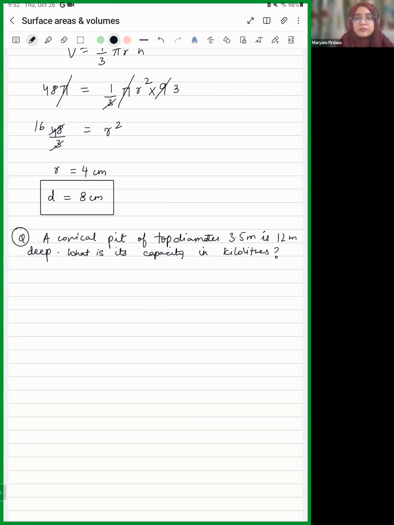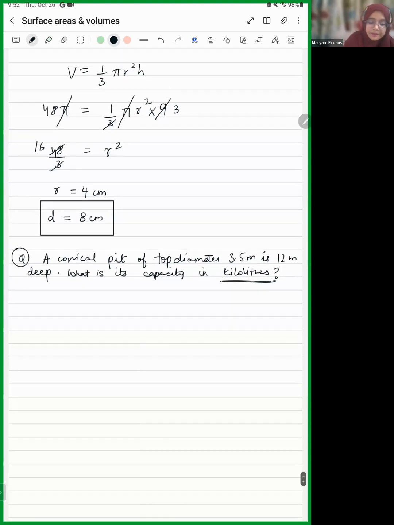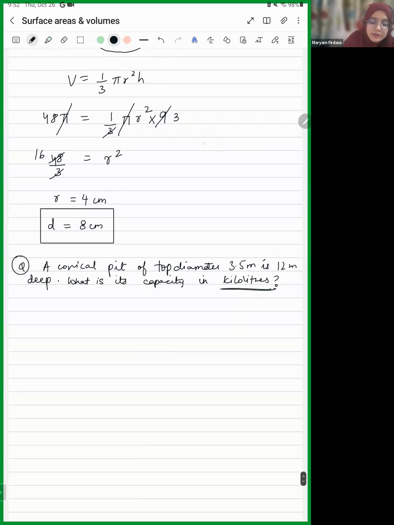Ma'am, 1 kiloliter equal to 1 meter square. Remember, kilo always means 1000. Kilogram, 1000 grams. So kiloliter is 1000 liters. Now, 1 meter square, see, not square, cube. Remember these two formulae, okay? I'm writing two formulae. Remember these. 1 meter cube is equal to 1000 liters.